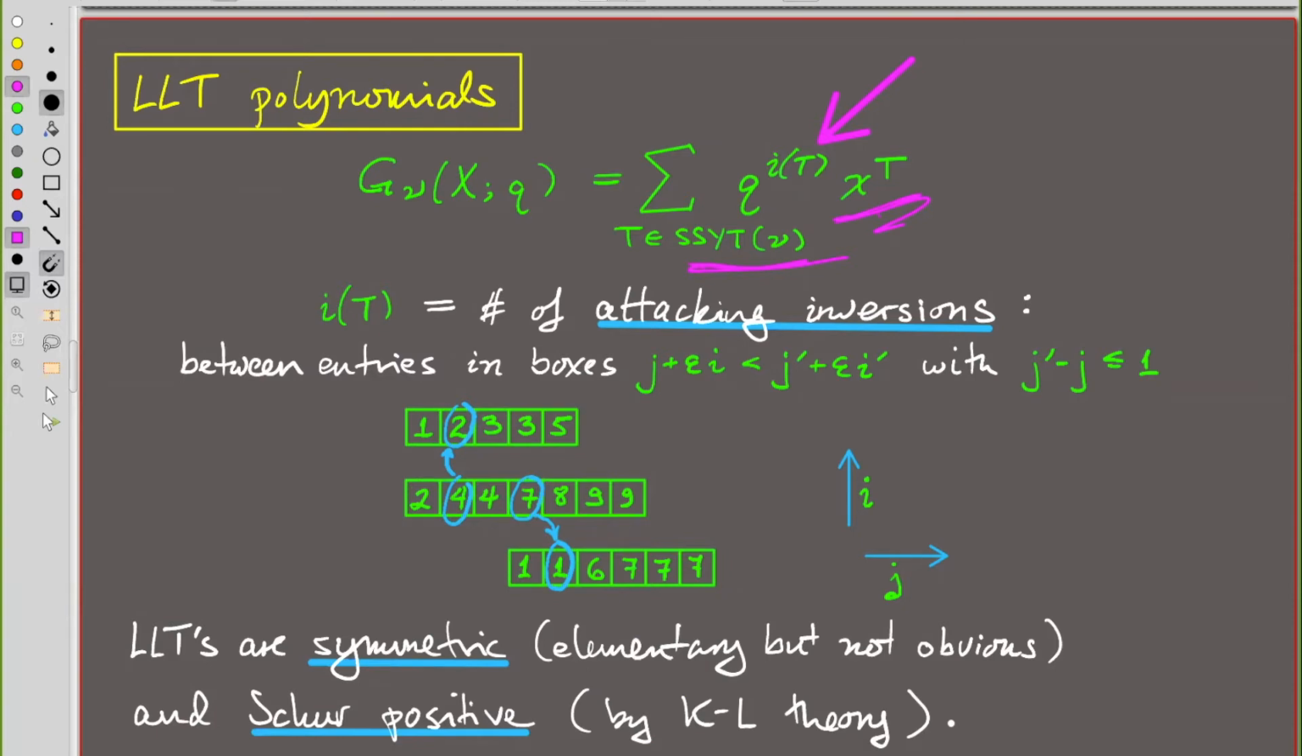You go in increasing order of that, and if the two boxes you see are in increasing order of that, but the difference in that is no more than 1, then that counts as an attacking pair. And if you see an inversion in there, then that's an attacking inversion. You count those up. So it's an elementary, although not obvious, fact that these are in fact symmetric functions. More subtle is that they're in fact Schur positive, and really the only good proof of that we have uses Kajian-Lustig theory. But as a monomial expansion, they're completely combinatorial.